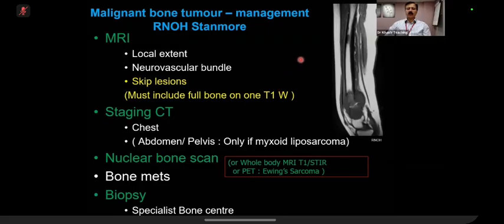And the viva question is why, and the answer is for skip lesions. We call it skip lesion. There is a main lesion sitting here, but in the same bone, another lesion might be sitting proximally. So this is important to remember.